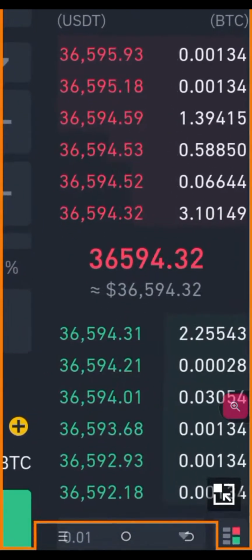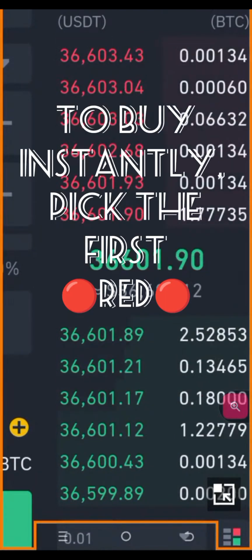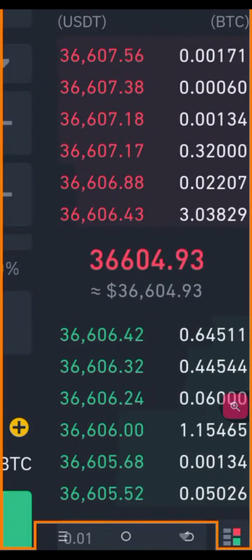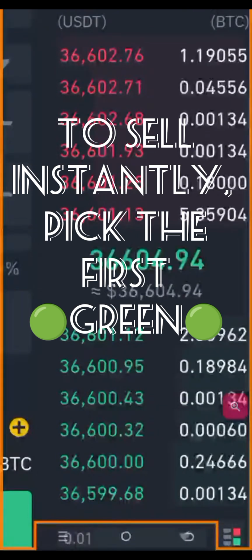That is the first green. So remember, you want to buy the first red, you're going to pick that. That's going to be a slightly higher price, and you must do all the simulations to be sure you're going to make money. Sell immediately and instantly, you need to pick the first green.